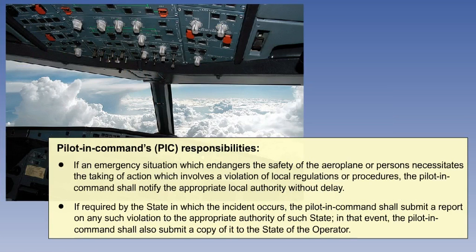Let's examine some of the responsibilities of the pilot in command and the operator in an emergency situation. If, during an emergency, the commander has to break the flight rules, he must inform the local authorities straight away. This will normally be a verbal report to the air traffic services. Additionally, some states may require this report to be followed up by a written account, and this is usually within 10 days. If such is the case, the commander must also submit a copy of the written account to his own authority.